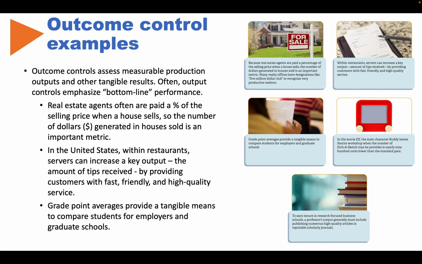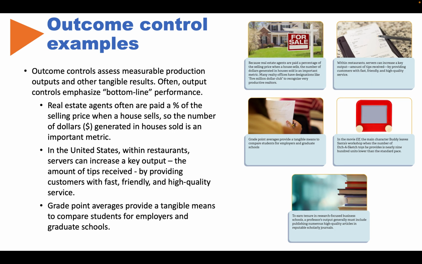In the United States, often real estate agents, those who are selling the houses, are paid a percentage of the selling price when the house sells. So the more expensive the house, the larger the percentage of compensation the real estate agent would get. And so we can look at that in terms of dollar amounts that are generated for these houses being sold. And that's an important metric that is an outcome control. Then there's companies in the United States like Redfin, where you actually do not have a percentage paid, but rather a flat salary for those real estate agents.